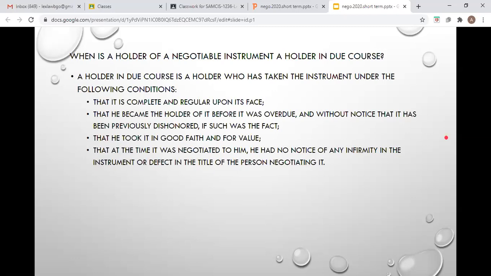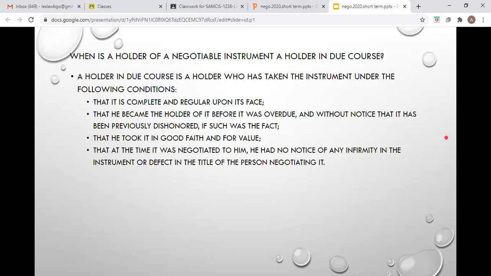So let's consider one by one. What are those requirements to be considered a holder in due course? First, that the instrument is complete and regular upon its face. What's the meaning of that? It is complete because the instrument must be a mechanically complete instrument.